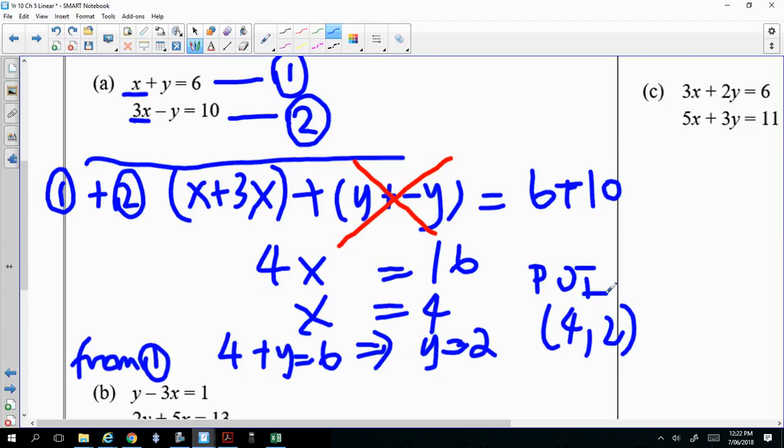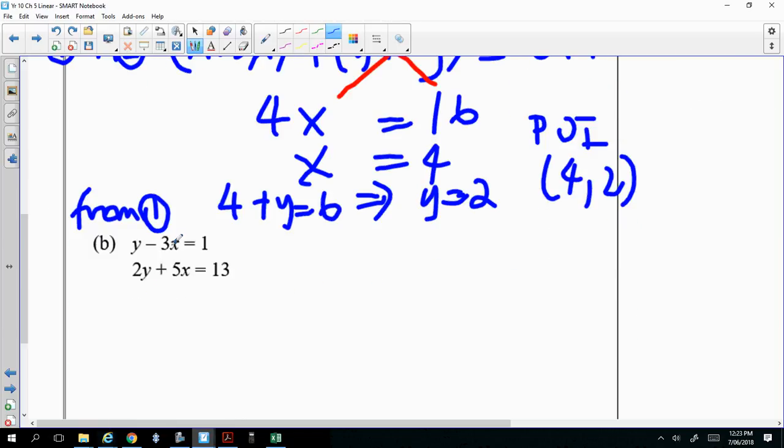Alright, good. Any question? Try the next one. Think about whether to add or subtract, or sometimes you have to change the equation as well. So let me show you. So this one, I'm going to call this equation 1 and equation 2. Let's do it in green pen.